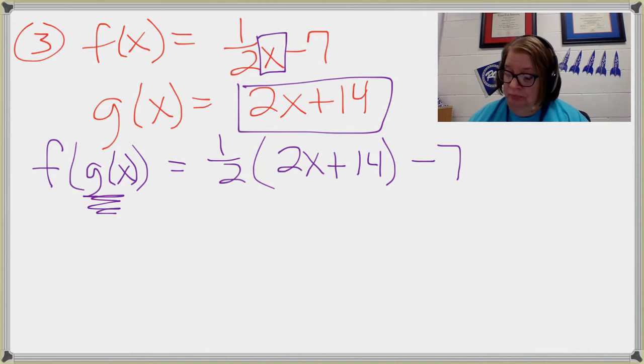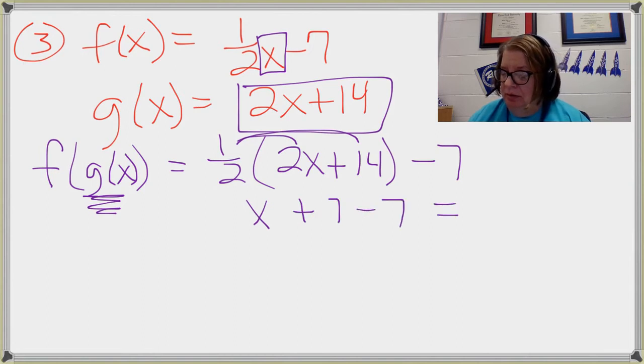Okay. Now distribute. Half of 2 is 1. Half of 14 is 7. What do you notice? A plus 7 and a minus 7 cancel out. What's left? Just x.